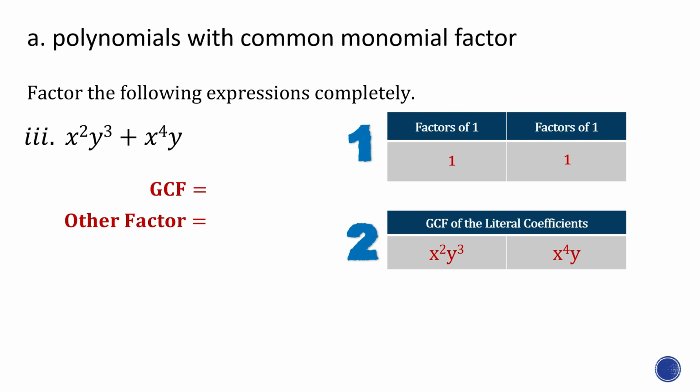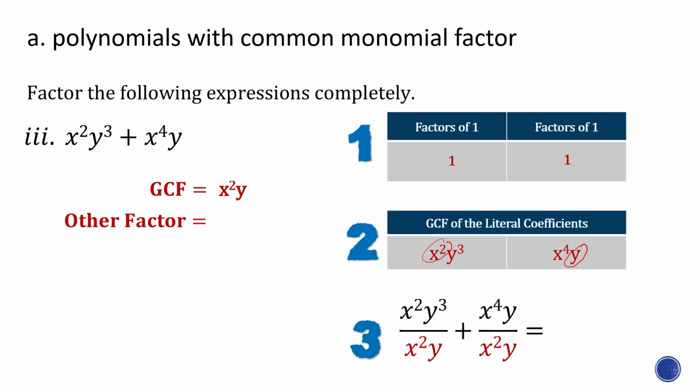So in this case, let's consider the x first. That's x squared. And if we consider the y, that's the y. So meaning the GCF is x squared y. So to find the other factors, we will divide each term by x squared y. X squared divided by x squared is just 1. So let's cross them out.